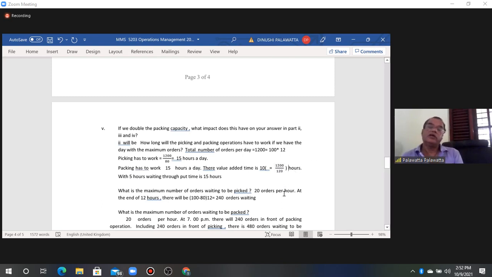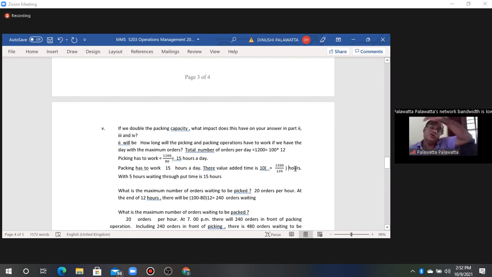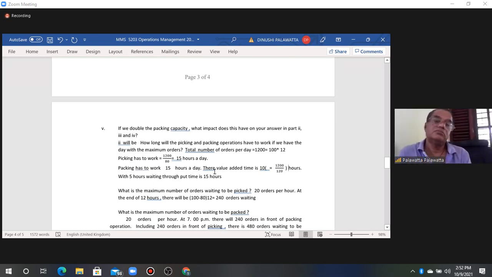Their work speed is 120 customers per hour. Number of orders is 1,200. So value added time is 10 hours. 5 hours waiting. With 5 hours waiting, throughput time is 15 hours.